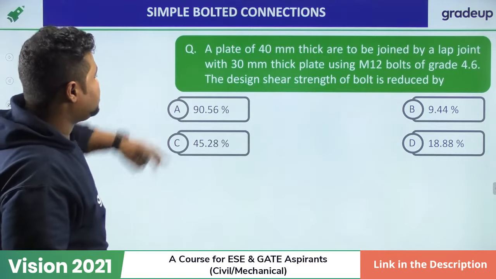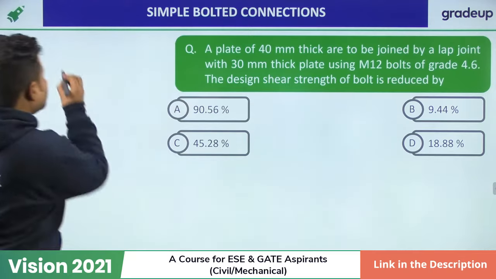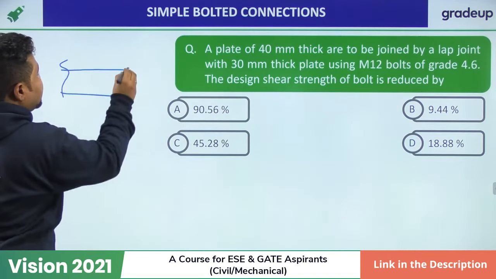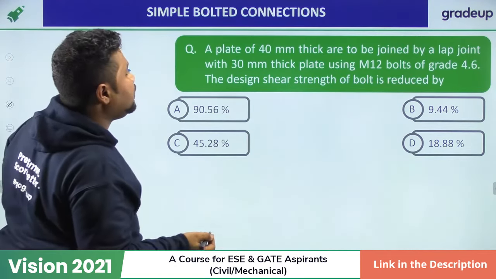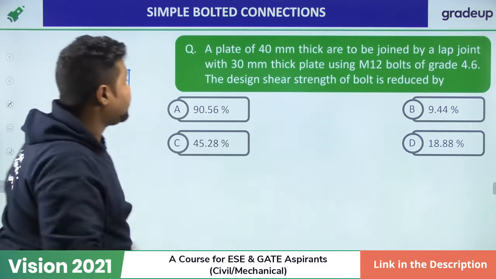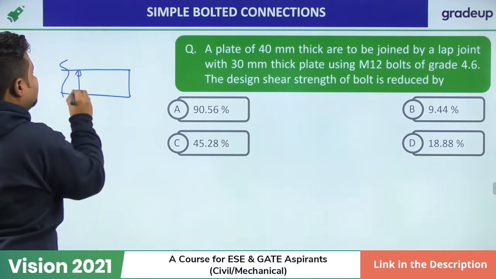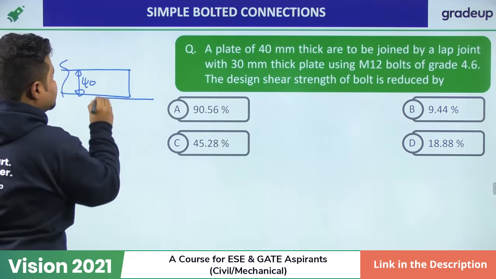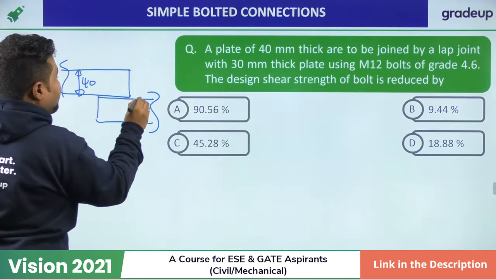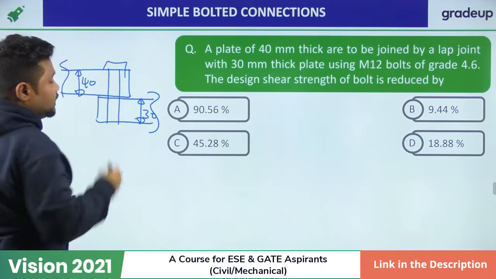In this problem, a plate of 40 millimeter thickness is to be joined with the help of a lap connection. Lap connection means one plate is kept over the other, with a 30 mm thick plate. So this is 40 mm and another one is 30 mm. These two are connected with the help of a bolt.